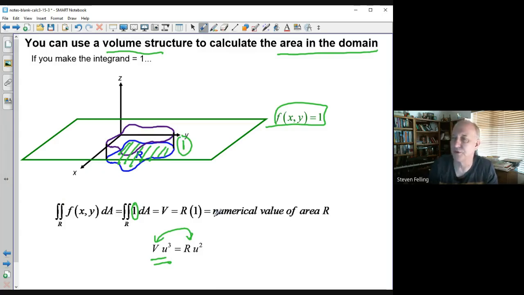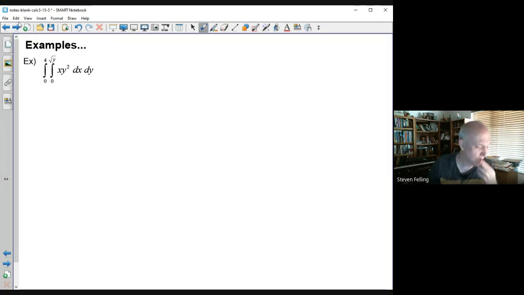So you can force a volume integral to give you an area calculation by making its height 1 to essentially remove that dimension. Okay, that's kind of nice if you're trying to prove what the volume is of different shapes, right? So many of the geometric volume functions are originally derived using this. Okay, let's just work some examples here.